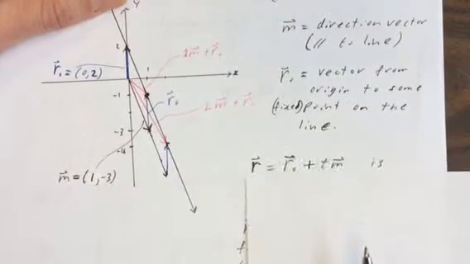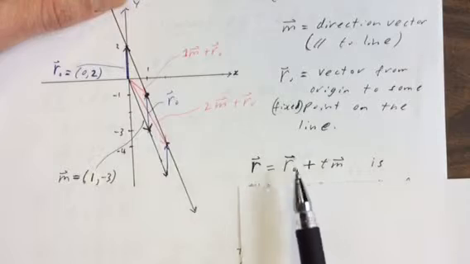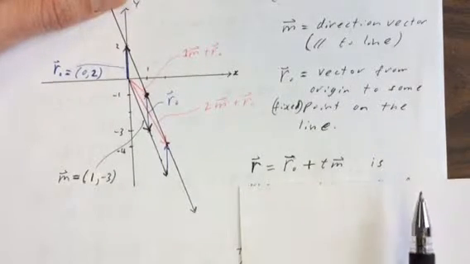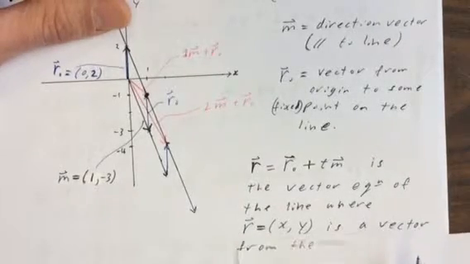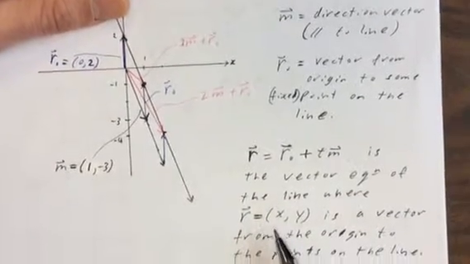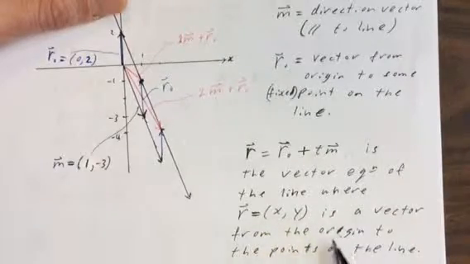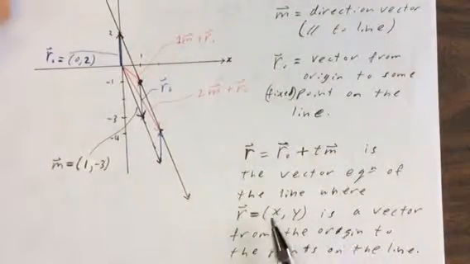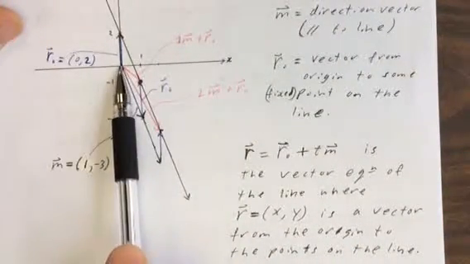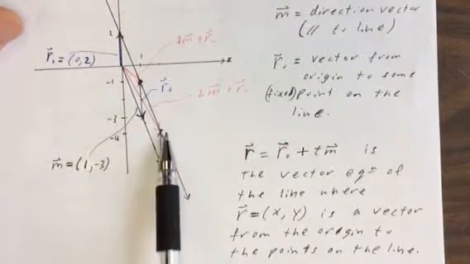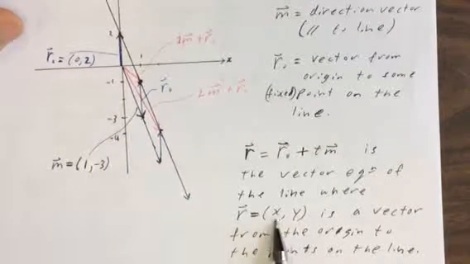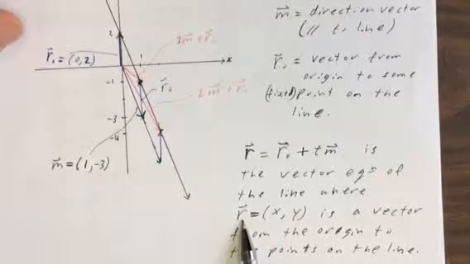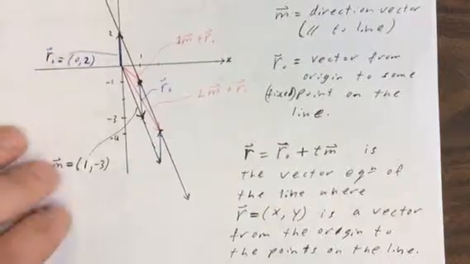Then we can define our vector equation of the line as r equals r naught plus tm. This is a vector equation of the line, where r, equal to x, y, is a vector from the origin to the points on the line. So r is not a point, it's a vector. We've got to keep that in mind in the vector equation. r is not a point, it's a vector from the origin to a point on the line.